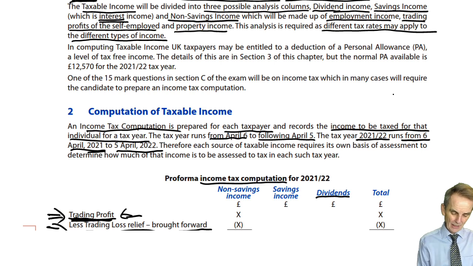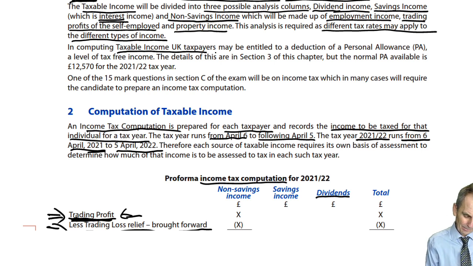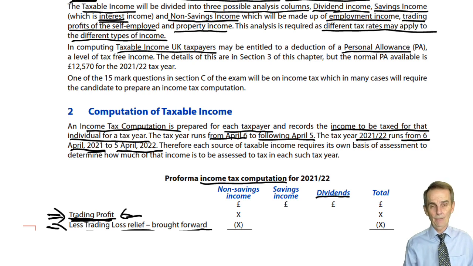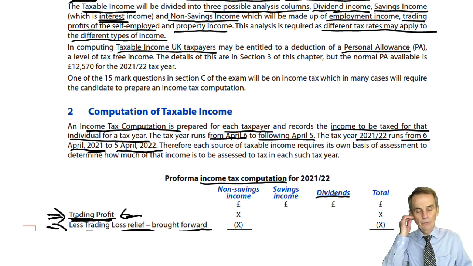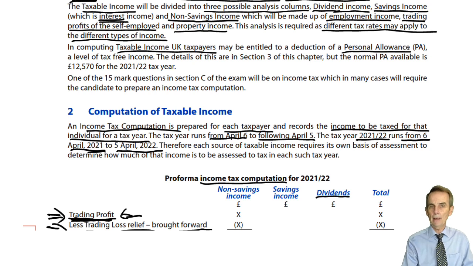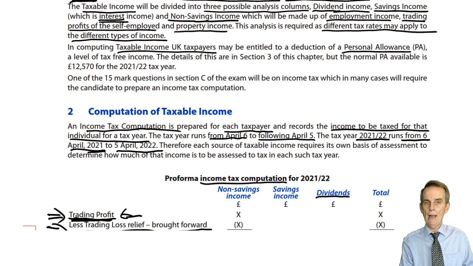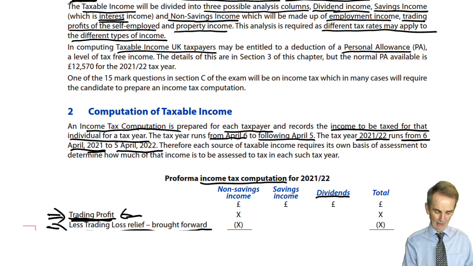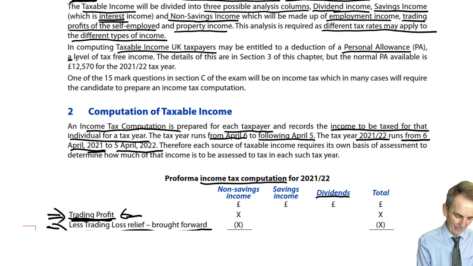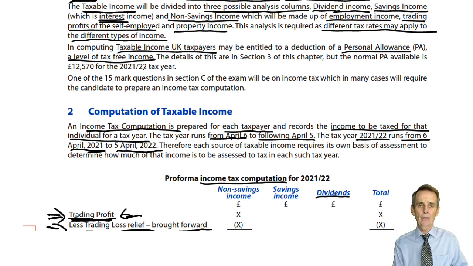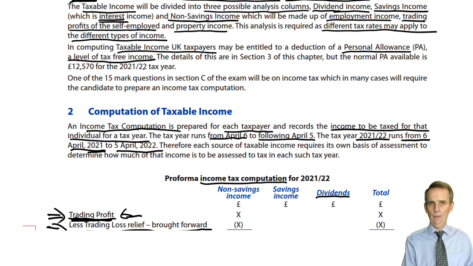So in computing taxable income here, our UK taxpayers, it's not all bad news, you'd be pleased to hear, may be entitled to a deduction of a personal allowance. Now again, if you live and work within the UK, you will be familiar with certain aspects of the UK taxation system, and you'll be aware that you are entitled to a personal allowance. That is quite simply a level of tax-free income. And it's set by the government each tax year.